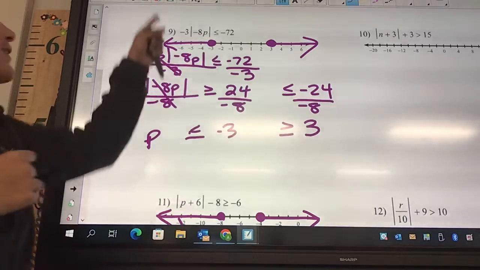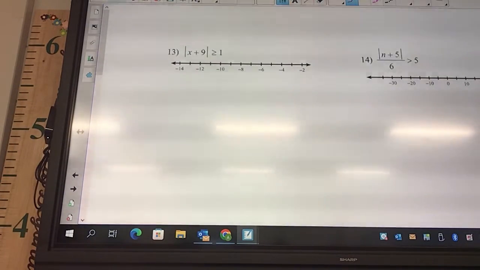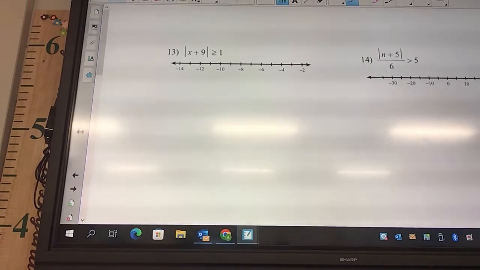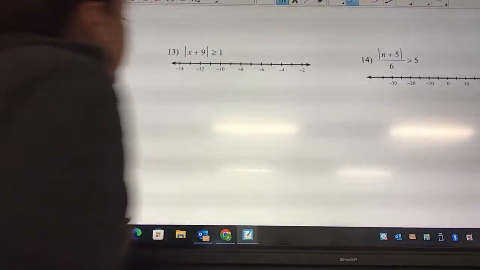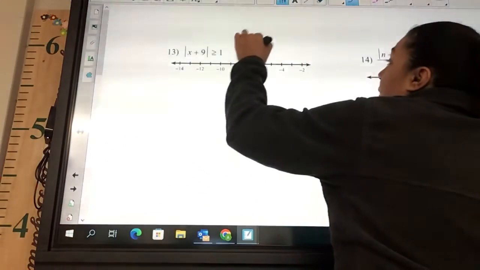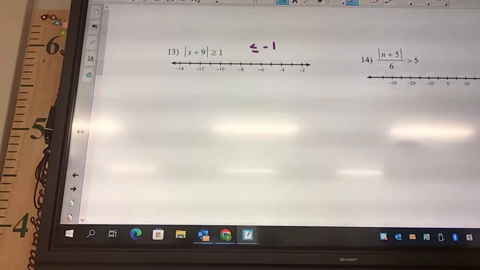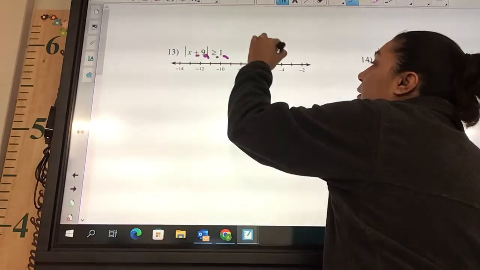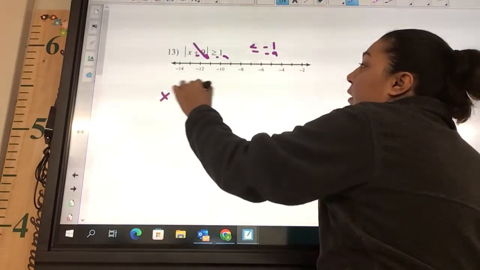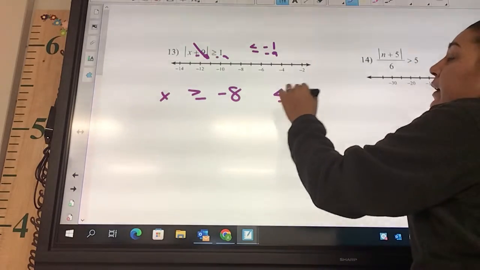Can I scroll? Yeah. Okay, look at 13. Is there stuff on the outside of the bars? No, so we can go ahead and flip it, make it a negative. Okay, so you need to start checking. So I'm going to flip it, make it a negative. Okay, how do I solve for x? Minus 9 from all these pieces. Okay, so I'm going to get negative 8 and negative 10.